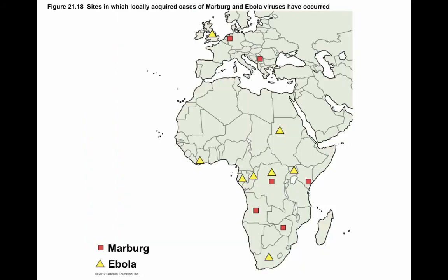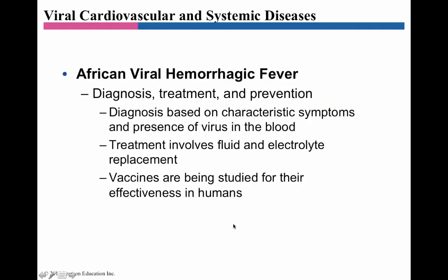All right, so here is sort of a map showing you places where Ebola and Marburg outbreaks have occurred in Africa, and here are some places where Ebola and Marburg has occurred in Europe. I don't show an image of the U.S. with, you would have to have an Ebola Reston, little yellow triangle there, in Reston, Virginia, because it has happened. All right, diagnosis is going to be based on characteristic symptoms and presence of virus in the blood.